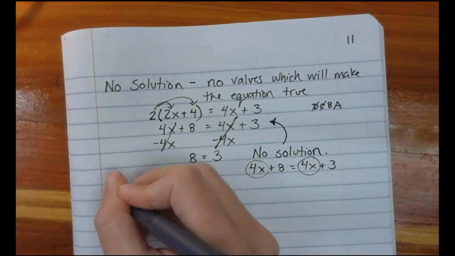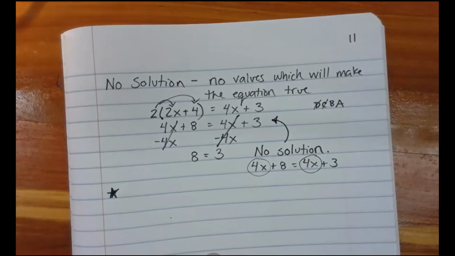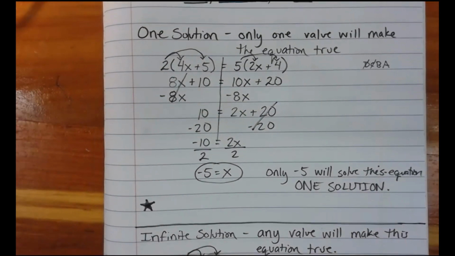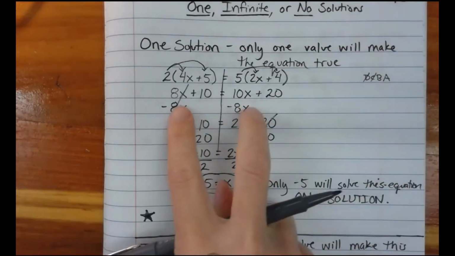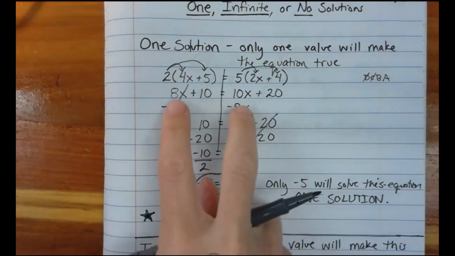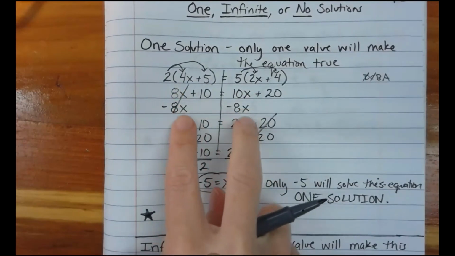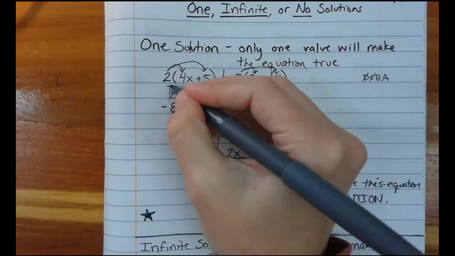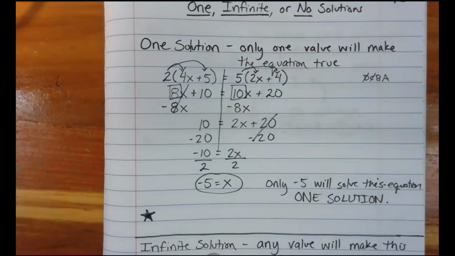Now, I want to go back and fill in these stars for the reminders of how we are going to recognize when we come across a solution like this. So for one solution, I want you to notice after we distributed, when we got to our part where we were bringing the variables to one side, I want you to notice something about the coefficients here. One side had an 8x, one side had a 10x.